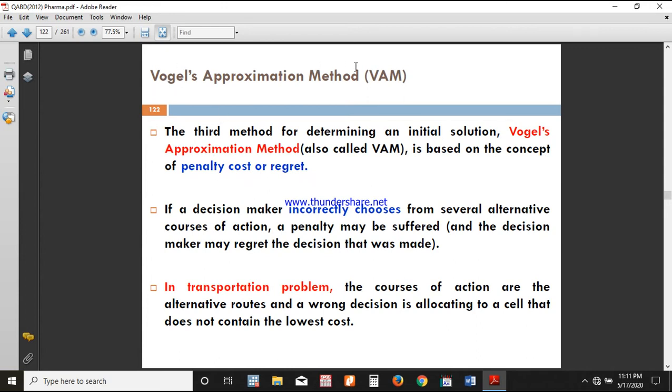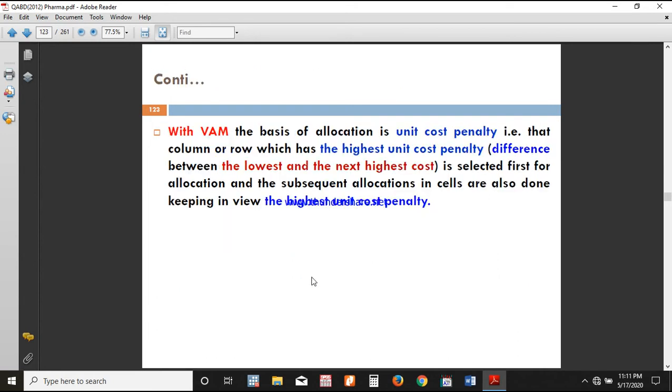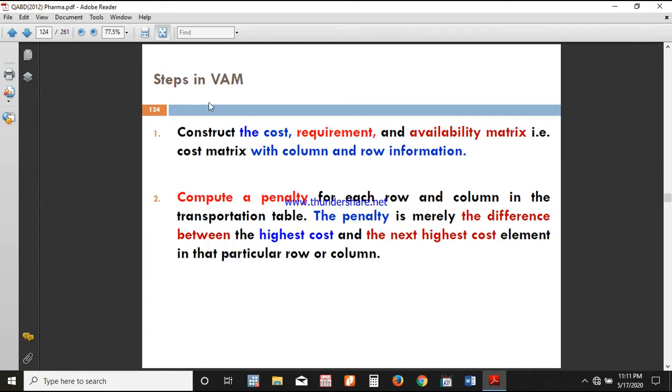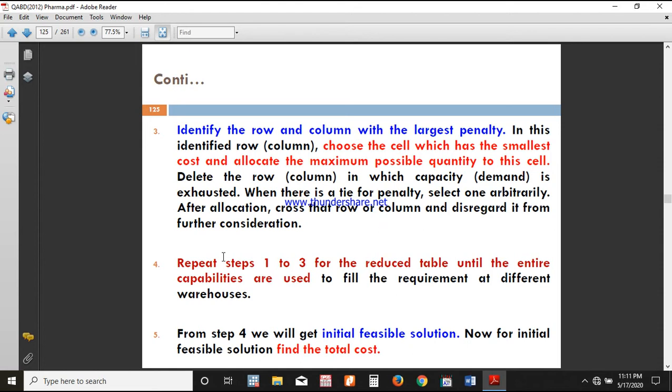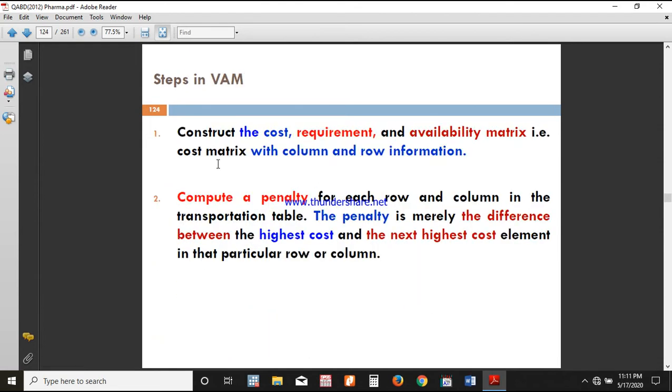And the other one is the VAM approach, the Vogel's approximation method, which is the third method for determining an initial feasible solution. Therefore, here we should consider the penalty cost or regret to find the total cost. Therefore, here there are different steps that you should bear in your mind. There are basic 5 steps that you should bear in your mind in finding the total cost through this VAM approach. First, you can construct the cost, requirement, and availability matrix. That is the cost matrix with column and row information.